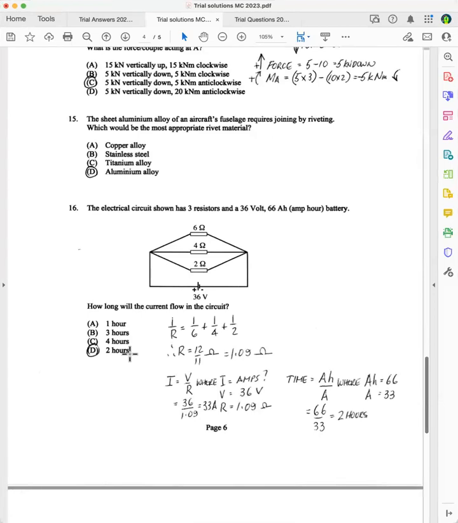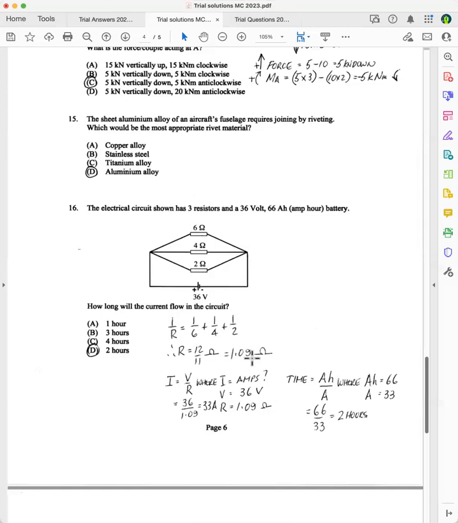selection there indeed. Question 16, this electrical circuit has 3 resistors in parallel, and you've got a 36-volt battery here, and it's a 66 amp hour battery, so it'll only provide 66 amps per hour. So how long will the current flow in the circuit? So you've got to work out the total resistance, make sure that you say it's 1/R. Just don't say that it's R equals 1/6, 1/4, 1/2. It's 1/R because you have to invert the final answer, which is 1.09 ohms.